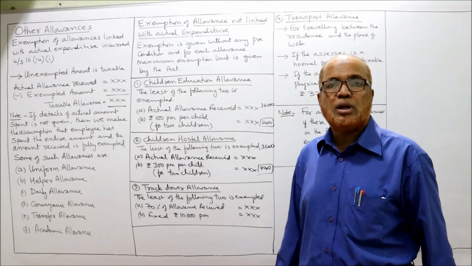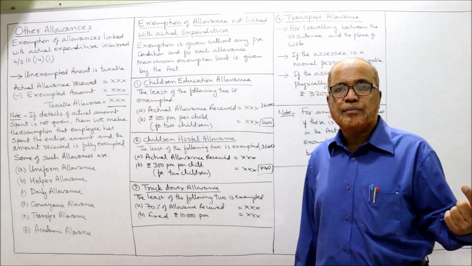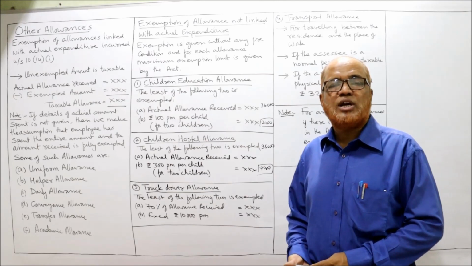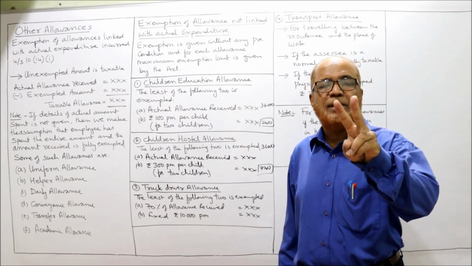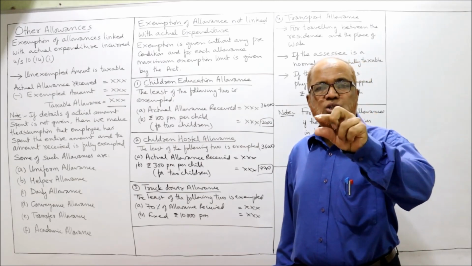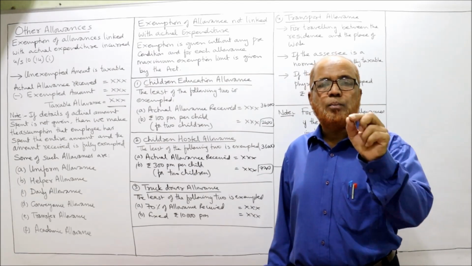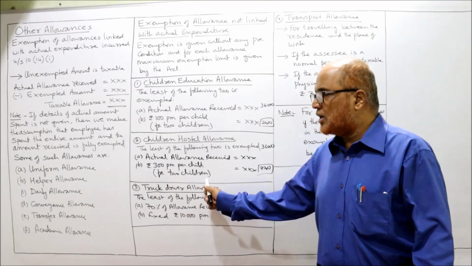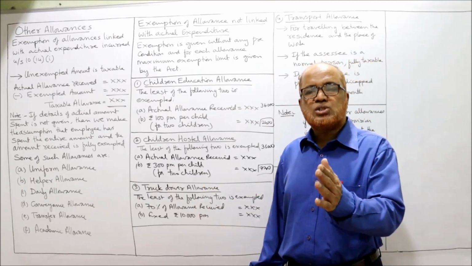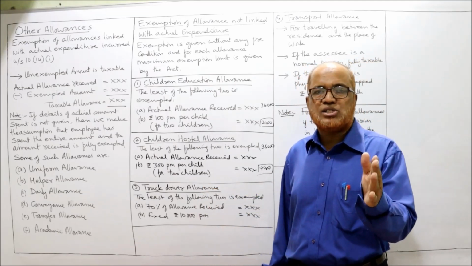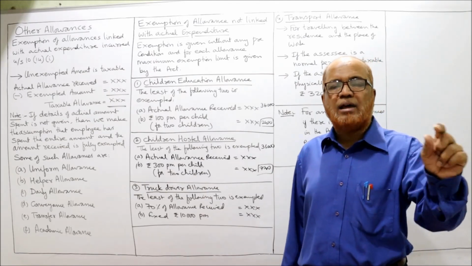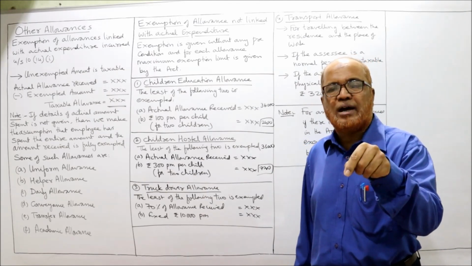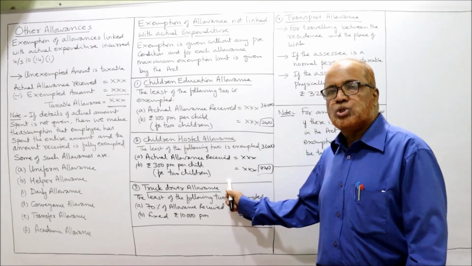These provisions you have to remember while doing the problem. Immediately you should think: when the employer pays children education allowance, the least of the following two will be exempted. The first one, actual allowance received. Second, rupees 100 per month per child for a maximum of 2 children. Children hostel allowance, the least of the following two will be allowed as exemption. First, actual allowance received. Second, rupees 300 per month per child for a maximum of 2 children.